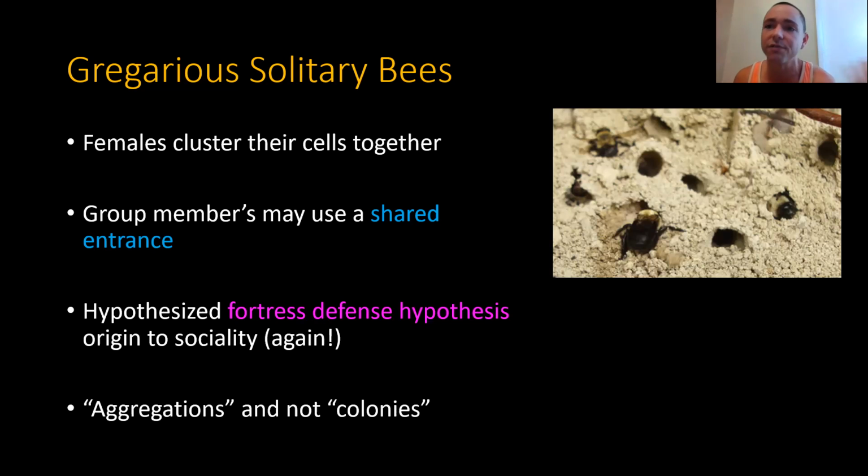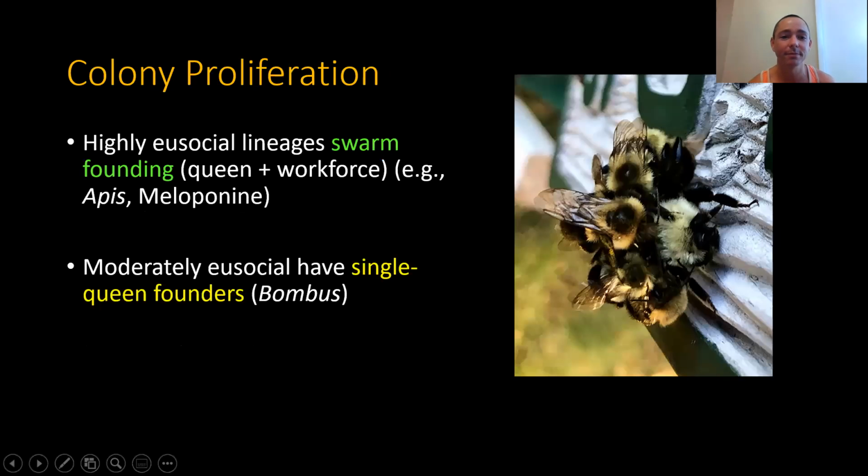So they get this fortress defense benefit that eusocial insects oftentimes have, but they do that just by clustering their nests together, which is tempting to think of as an evolutionary precursor to truly eusocial species, and perhaps it is. We don't know. Anyway, we don't call these things colonies, we call them aggregations, because they're not really helping each other out all that much, except for in defense. So it's hard to know why bee biologists won't call this a colony, but whatever, they've decided that these are called aggregations.